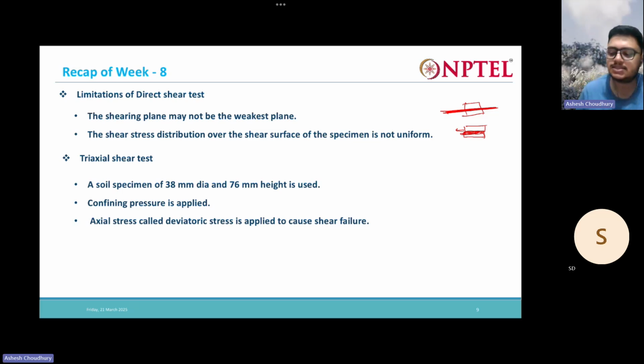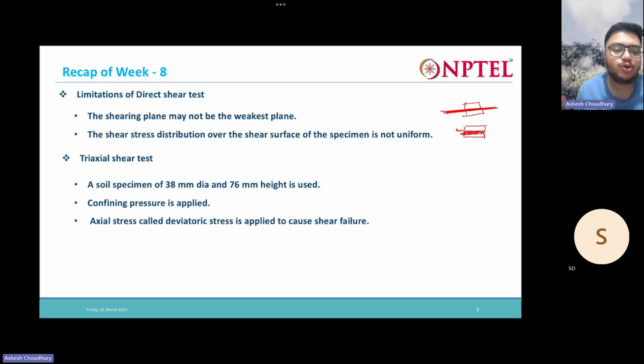The next test, one very important test that is done to determine more accurately the shear strength parameters C and phi, is our triaxial test. In the triaxial test, we generally have a cylindrical specimen. The general dimensions of the small specimen are 38 mm diameter and 76 mm height. An L by D ratio of 2 is generally maintained. So we have a cylindrical specimen with diameter 38 mm and height 76 mm.